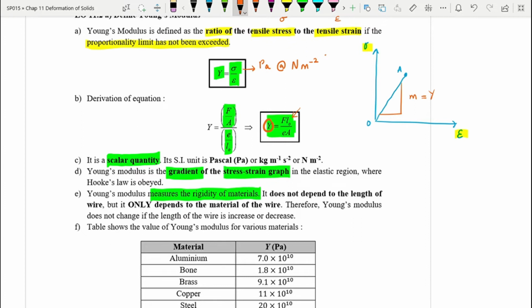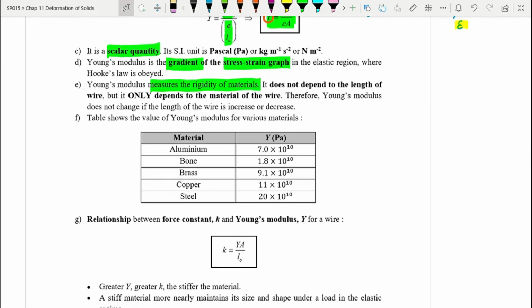The table shows some of the materials with their respective Young's modulus. We can think logically that a material with a high value of Young's modulus is stronger compared to a material with a lower value of Young's modulus. In this table, we see that steel is quite high, 20 exponent 10 Pascal.